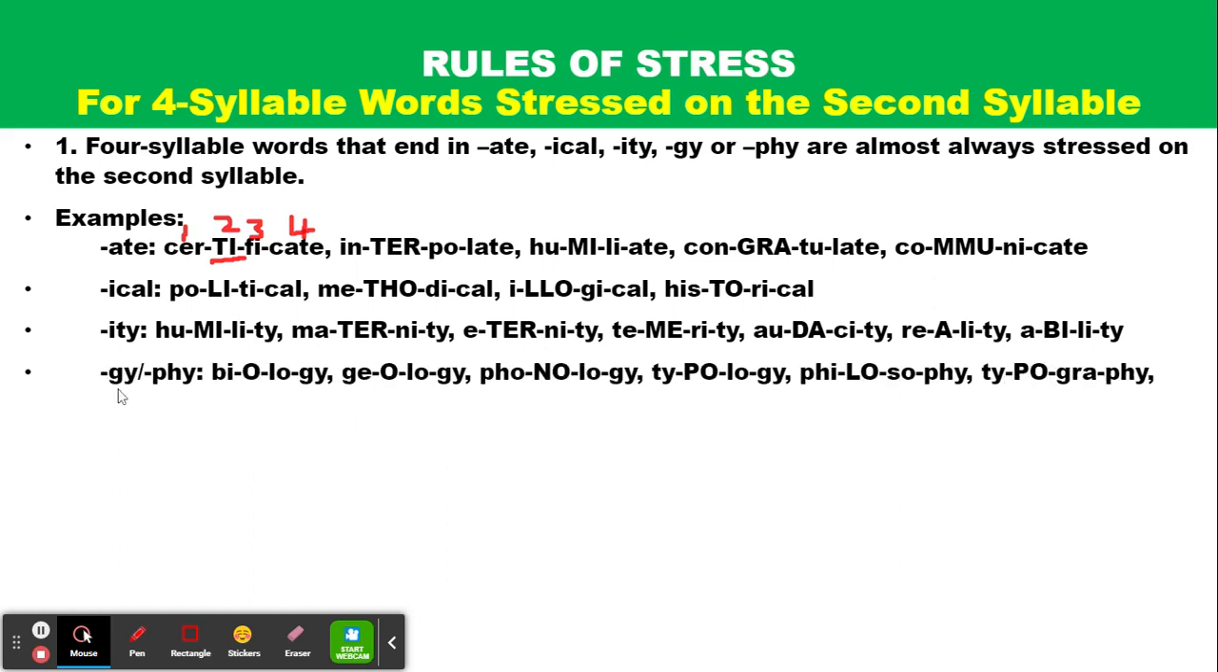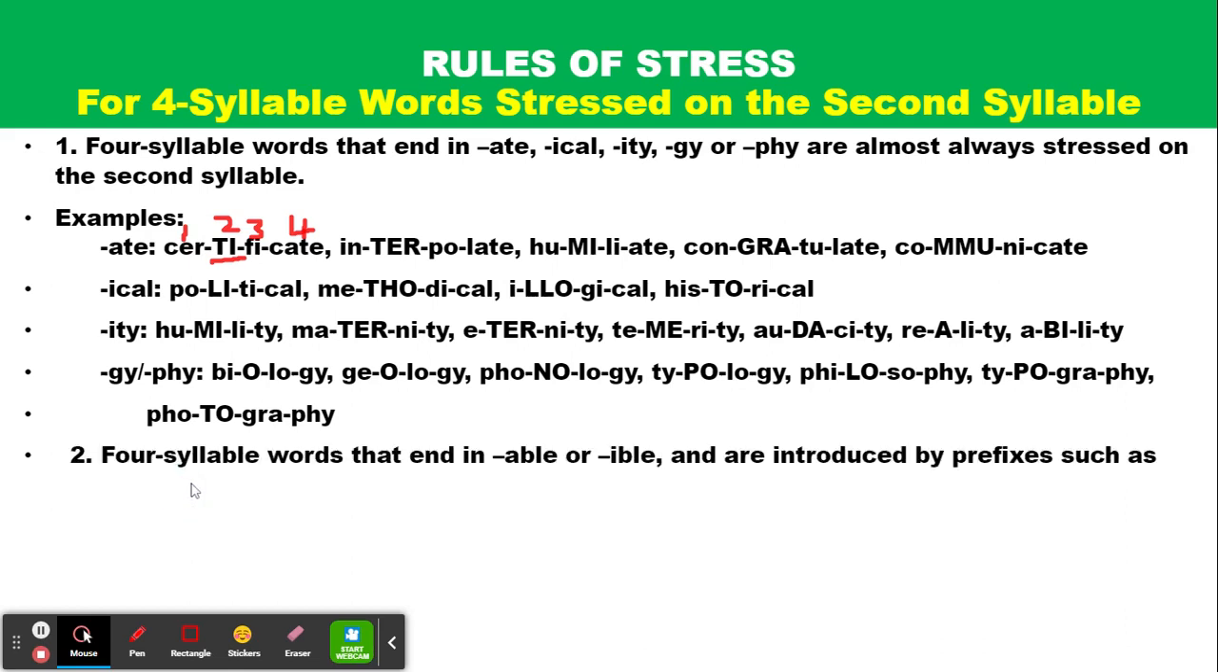For words ending in gy and phy, you have biology, geology, phonology, typology, philosophy, typography. All right? Then you also have photography.